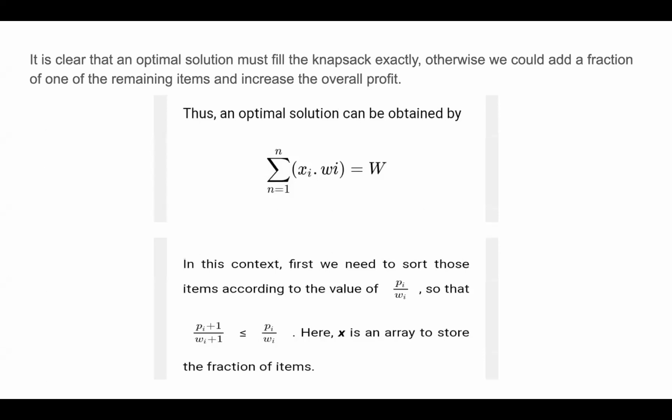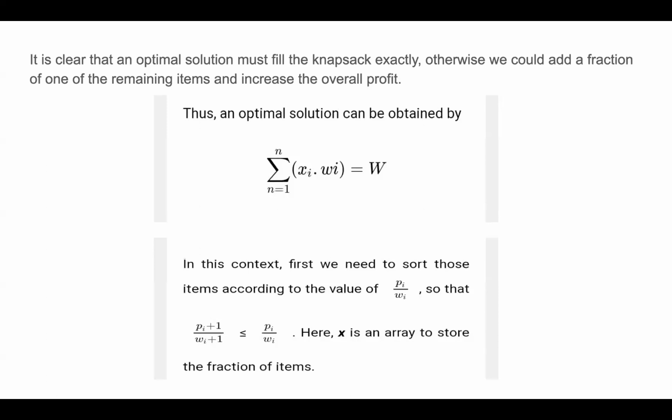How will we denote it with mathematical equations? Summation i equal to 1 to n of xi into wi. What should the condition be? It should be less than or equal to W. But to get the optimal solution, what we want is xi into wi to be equal to W. To get the optimal solution, summation i equal to 1 to n of xi into wi is equal to W.